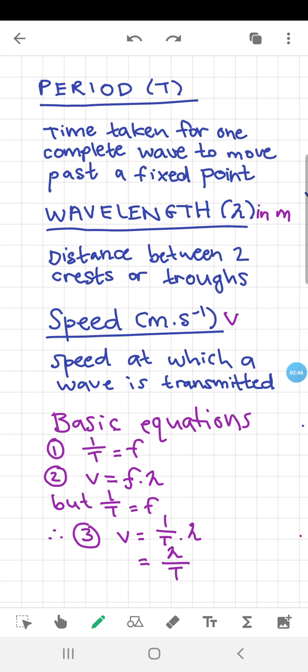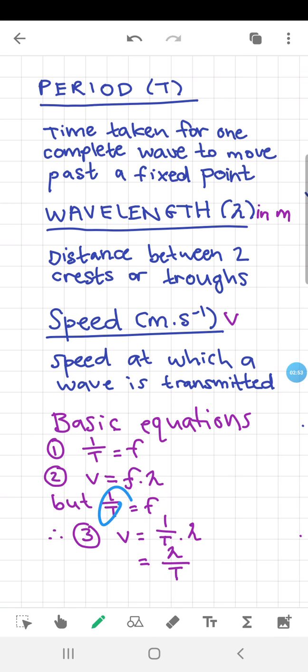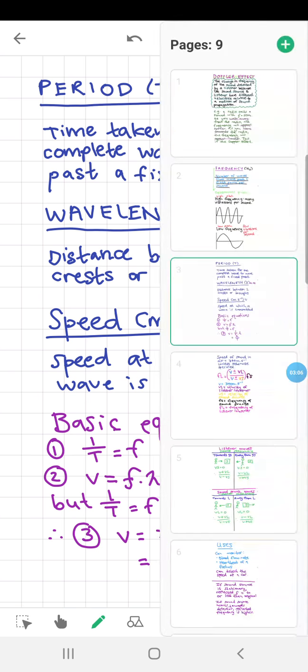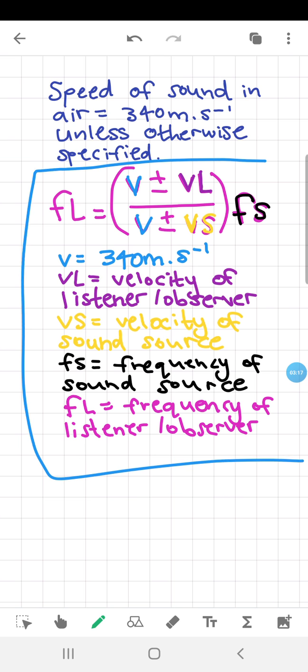But we can derive a new equation. If we put 1 over T in the place of f in the second equation, we will end up with velocity, or the speed at which the wave is being transmitted, equal to the wavelength divided by the period. So please note that the speed of sound in air is 340 meters per second unless otherwise specified. And this is the formula that we will be using in grade 12.